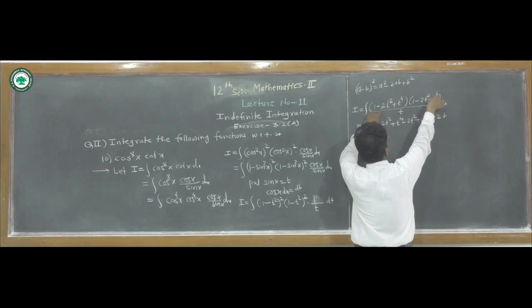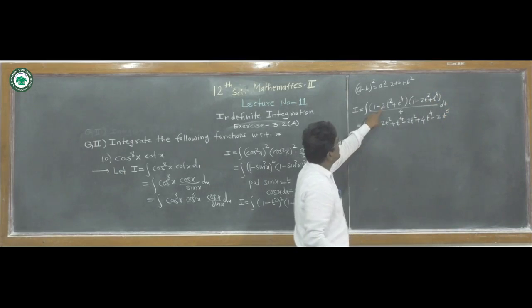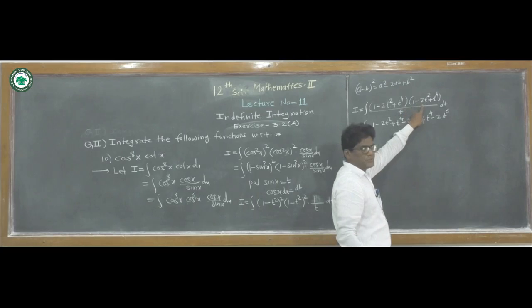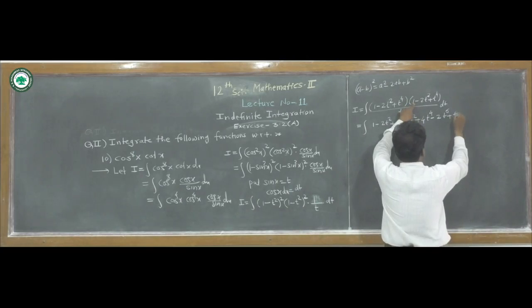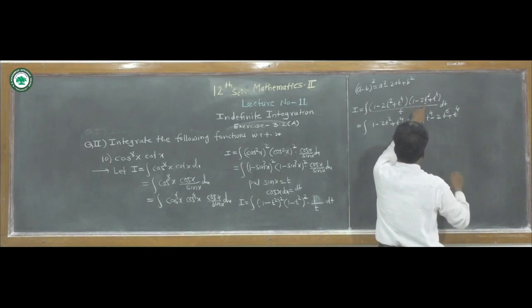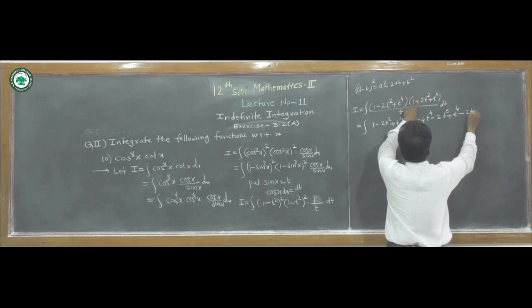Using the rule of indices, we take the addition of powers, that is 2 plus 4, it is 6. Now multiply t to the power 4 to this bracket. So t to the power 4 into 1, so plus t to the power 4. Then again t to the power 4 into minus 2t square, firstly plus into minus is minus, so minus 2 into t to the power 4 plus 2, that is 6.